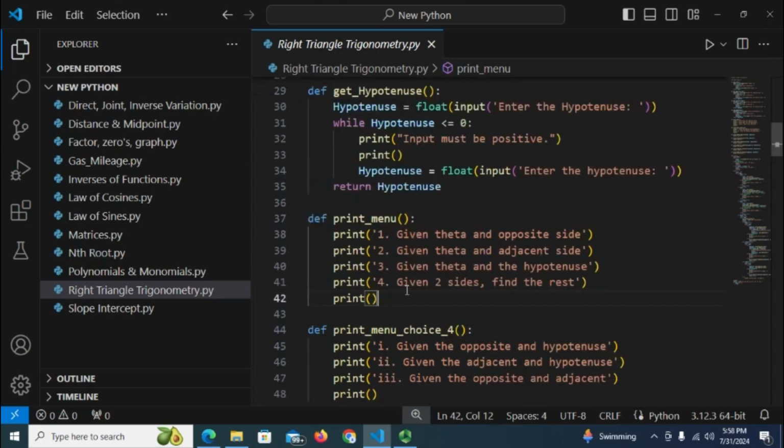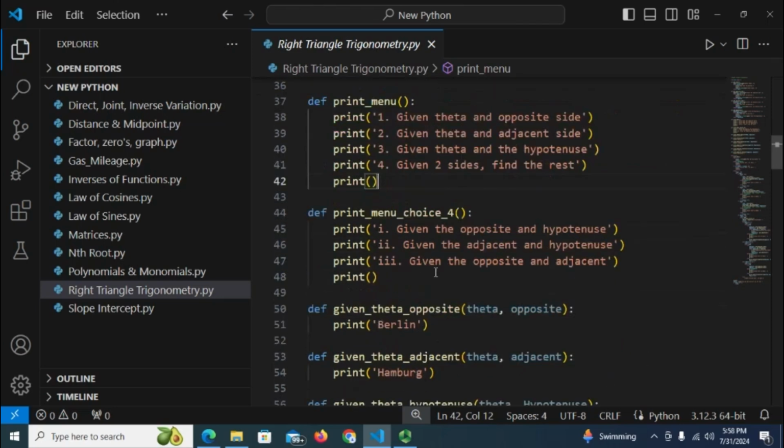Okay, and then if they choose option 4, given two sides, find the rest. So we'll ask them what two sides they know. Do they know opposite and hypotenuse, or adjacent and hypotenuse, and so on. So that's another print menu there.